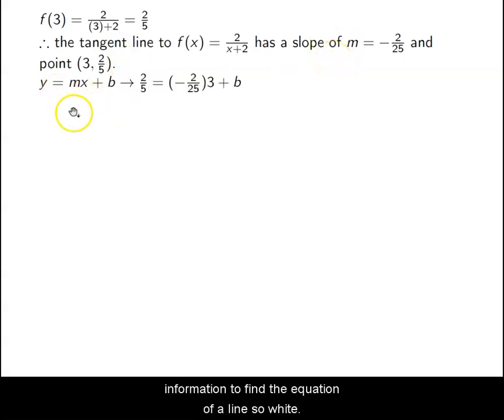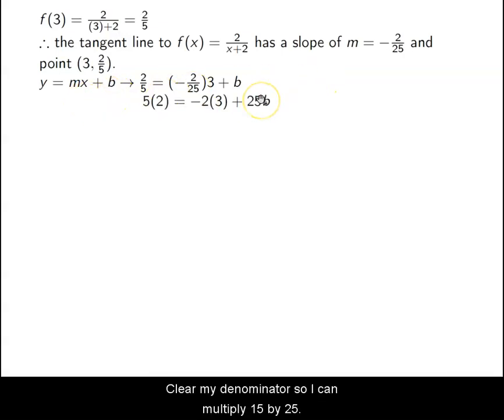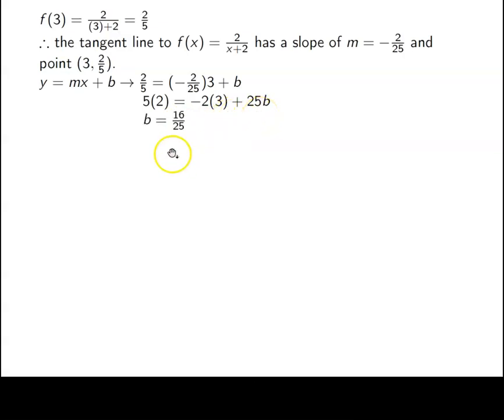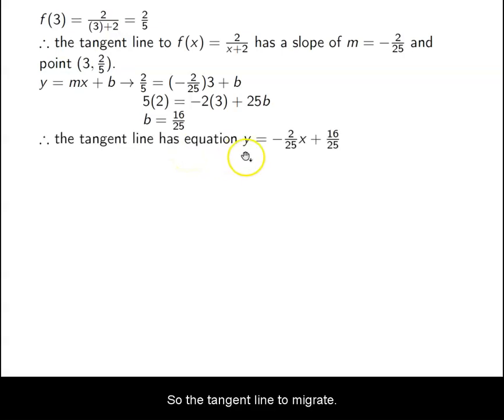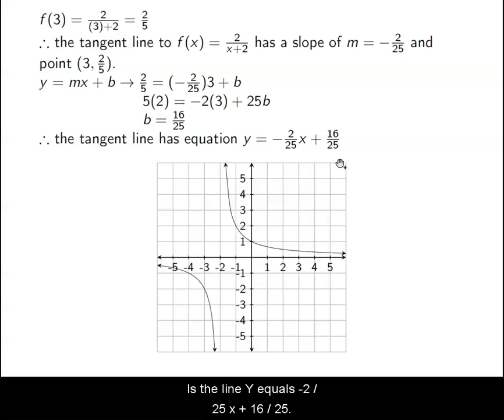So y equals mx plus b. I plug in my slope and my point into y equals mx plus b. Clear my denominator, so I can multiply everything by 25. And then just solve for b, right? So 10 and 6. So this will be 16 is 25b. Solve for b, you get 16 over 25. So the tangent line to my equation, f of x equals 2 over x plus 3, at x equals 3 is the line y equals negative 2 over 25 x plus 16 over 25.